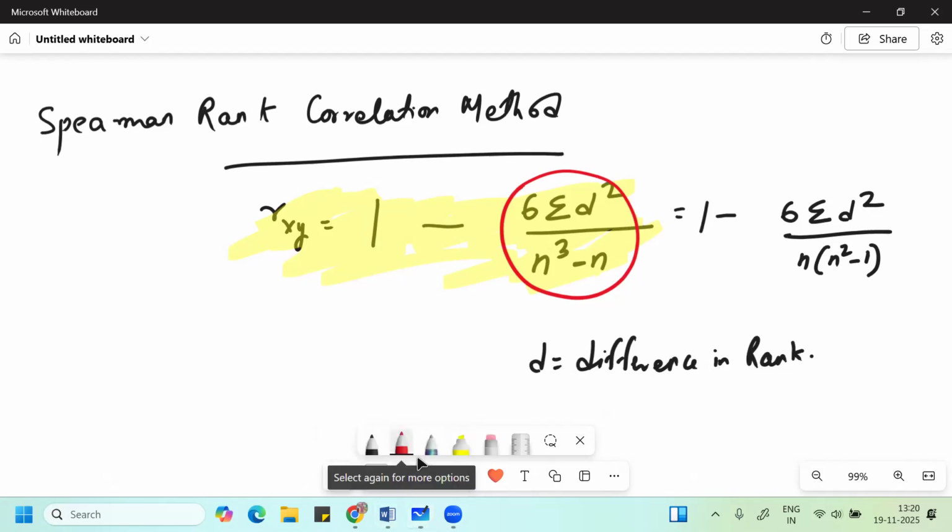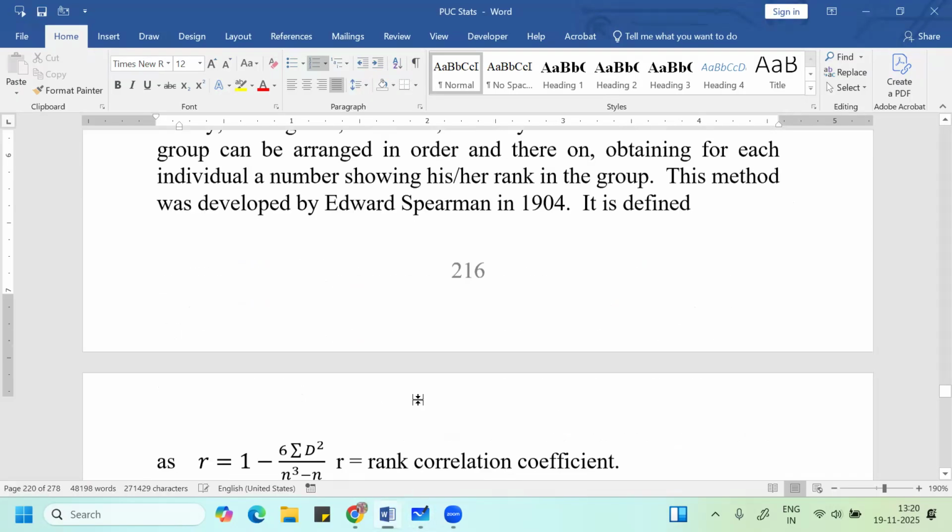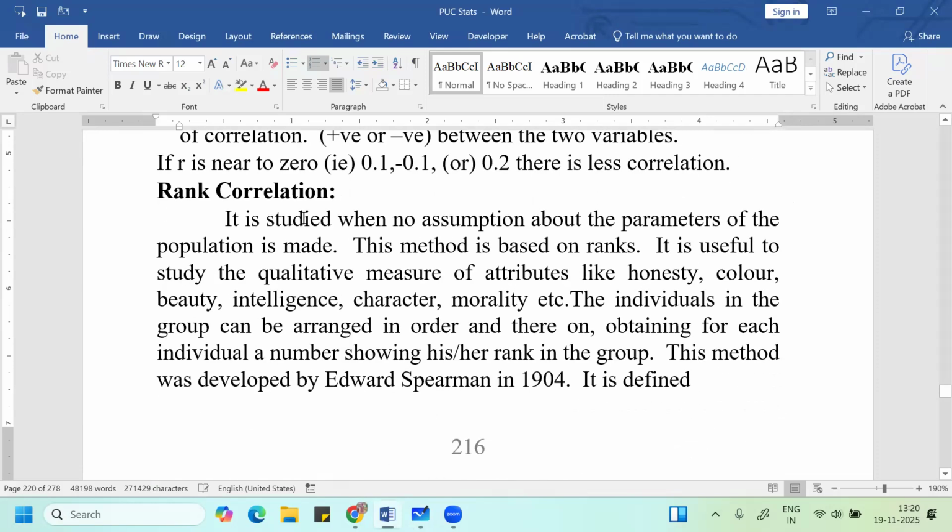Let me discuss the theoretical part on this. It is used when no assumption about the parameters of the population is made. This is the theoretical definition of Spearman rank correlation. This method is based on rank. As I mentioned, in this method we calculate the rank based on the numerical value: a higher value gets a higher rank, and a lesser value gets a lower rank.